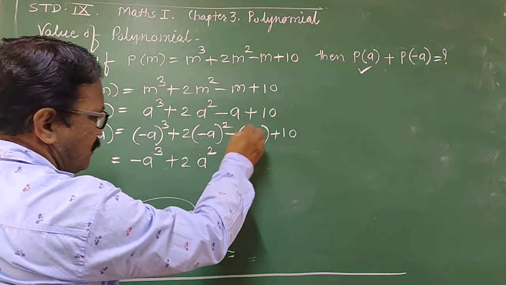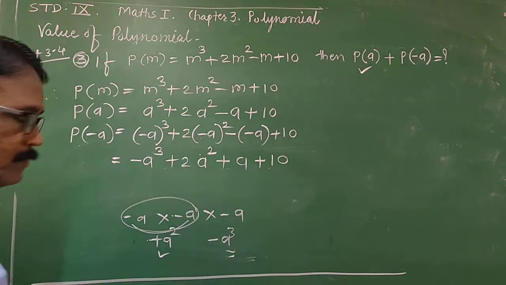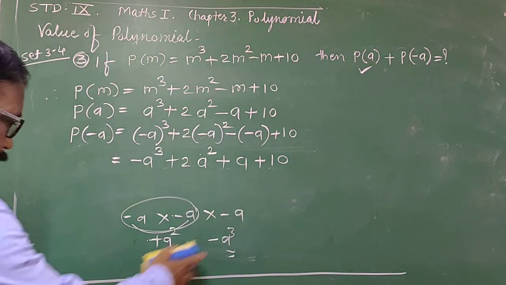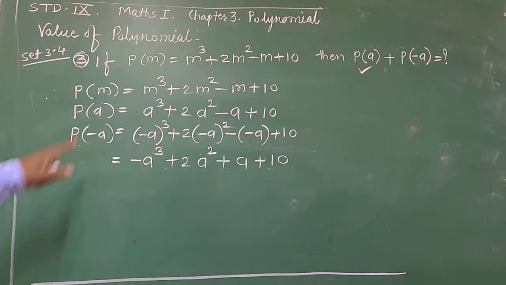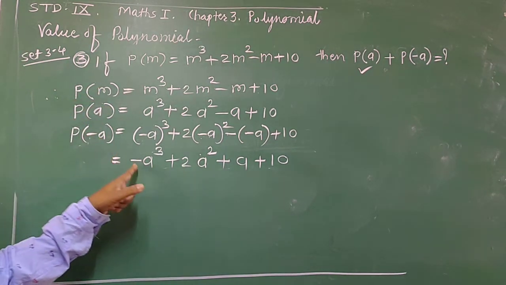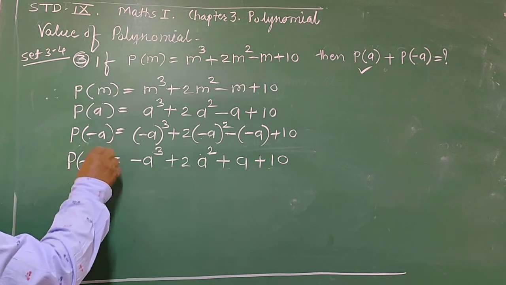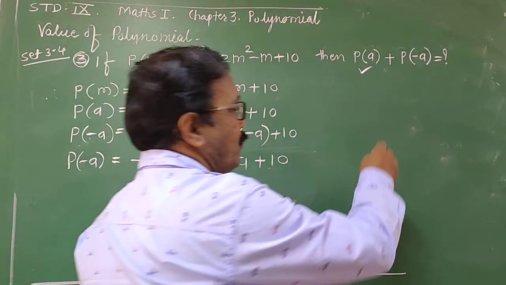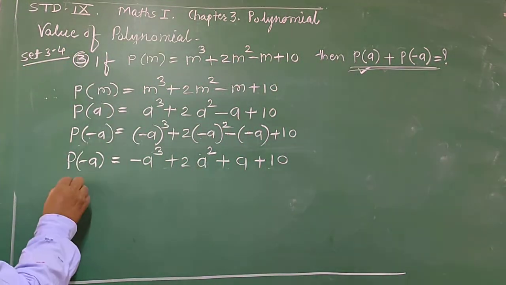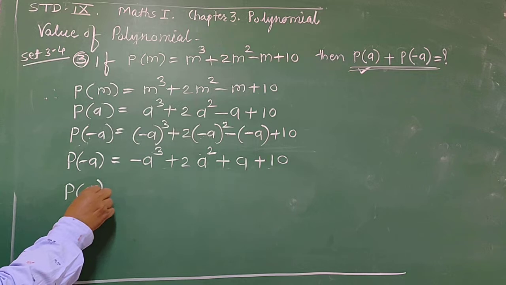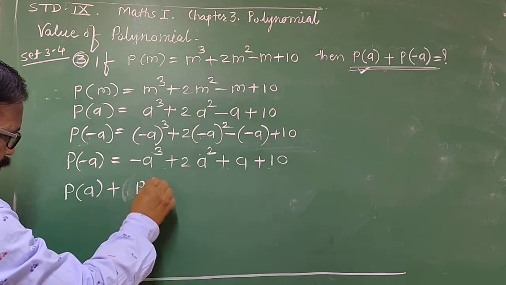And then minus minus plus a and plus 10. In this way, value of given polynomial using m is equal to minus a is this. So p(minus a). Then you have to calculate addition of these both values. So p(a) plus p(minus a).